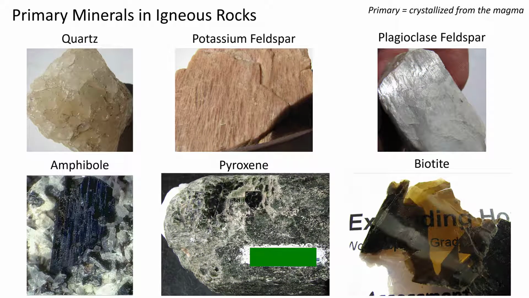So here are examples of the primary minerals that we see in igneous rocks. And primary is referring to minerals that originally crystallized from the magma when the rock formed. Quartz is in the top left, potassium feldspar and plagioclase feldspar. We have amphibole, pyroxene, and biotite. I encourage you to spend some time on this slide to look at these examples and familiarize yourself with what these minerals look like. We'll talk more about how to more formally describe their characteristics as we go through this course.